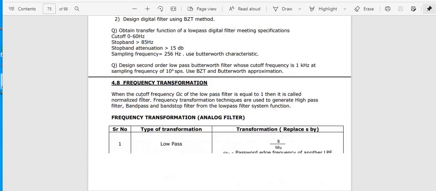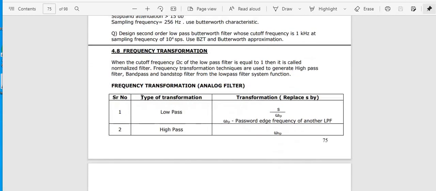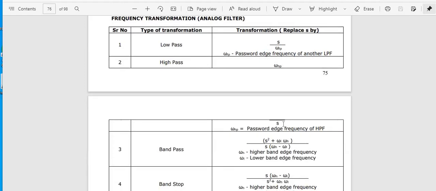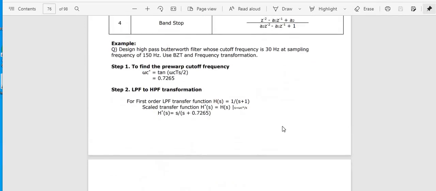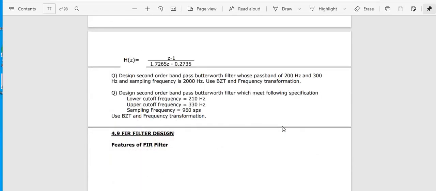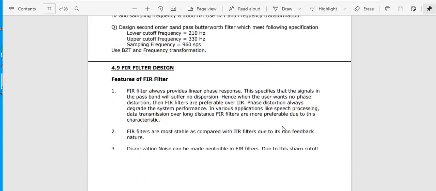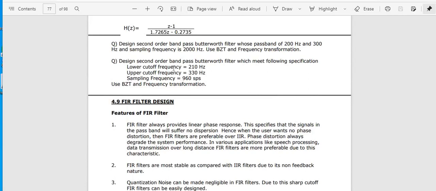Then we can find its transfer function. How do we take the frequency transformation? That is very, very important. We already have shown you that for low pass filter we use S by omega P or omega S. Similarly for high pass also, we have seen band pass and band stop. Similarly, we'll directly move ahead with the problem. How do we design the problems? That is important. So these are the problems you can practice.